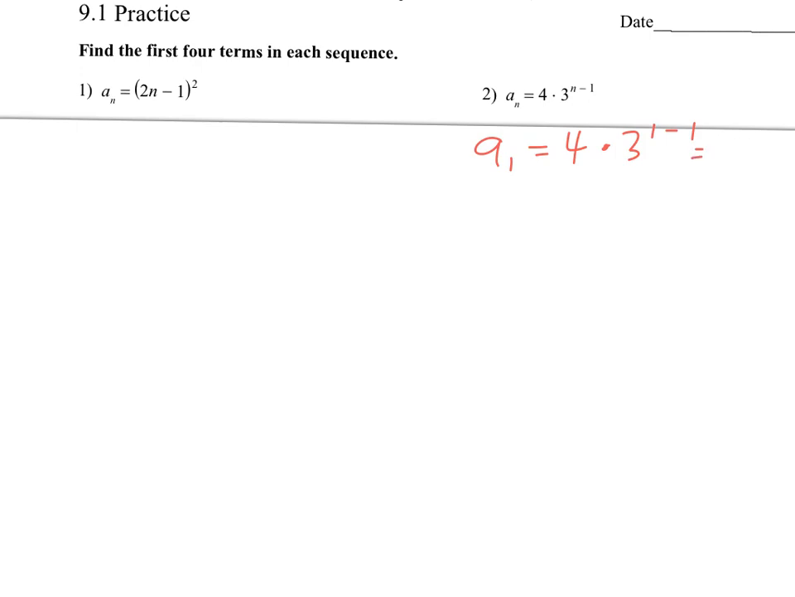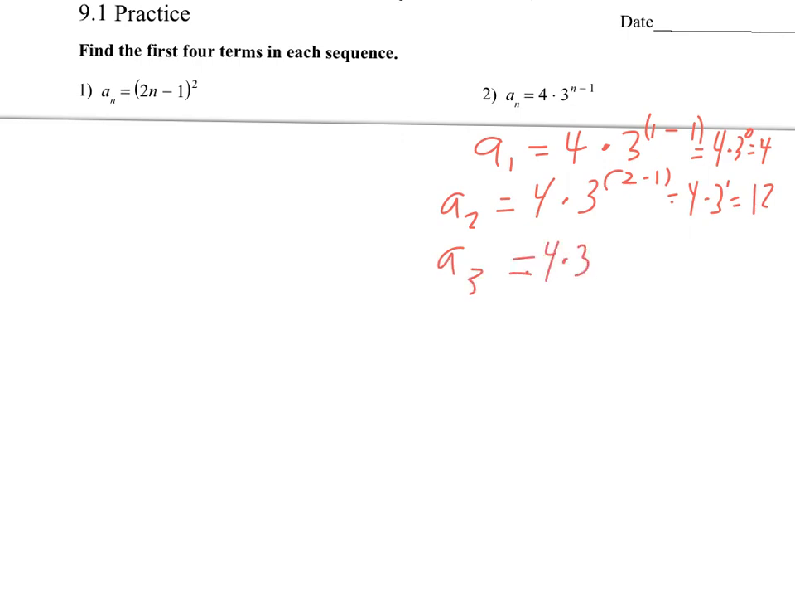So that exponent is kind of implied parentheses there, so it's 4 times 3 to the 0 power. So that's really 4 times 1, and so that would be 4. So then a sub 2, same idea, just plug in 2 for your variable there. And so that'll be 4 times 3 to the first, and that's going to be just 4 times 3, which is 12. And then a sub 3 is going to be 4 times 3 to the power of 3 minus 1. So it's going to be 4 times 3 squared, so 4 times 9, which is 36.